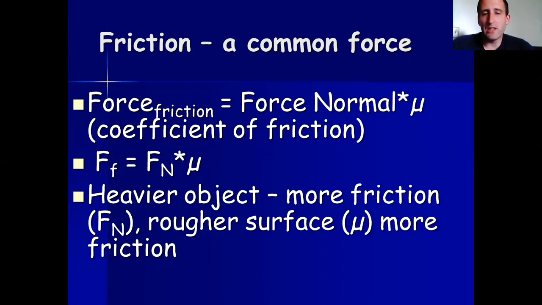As I just said, the object is what determines the size of the normal force, and the surface just determines the size of mu. Mu is very rarely over 1. If the coefficient mu is greater than 1, that would mean it takes more force to drag it than to lift it, and that's just not a very common occurrence in our world. So mu is usually between, say, 0.1 and 0.6, somewhere in there. It's going to be a decimal between 0 and 1.